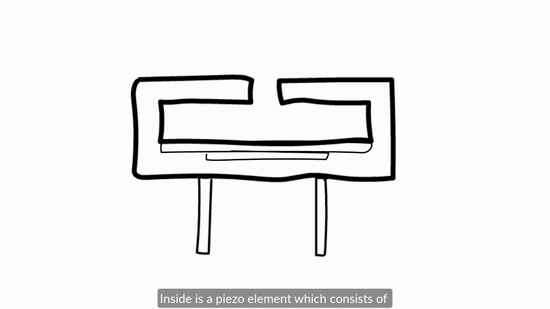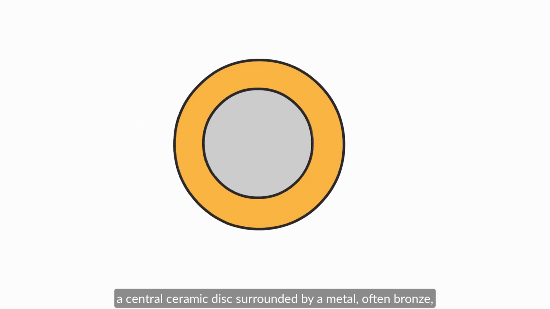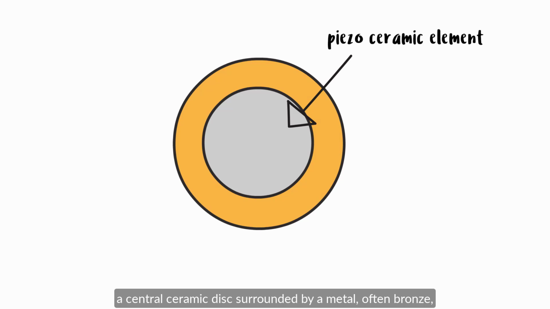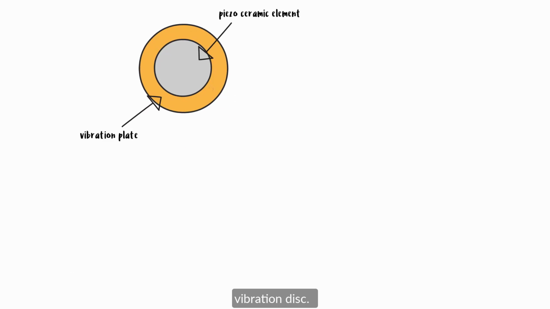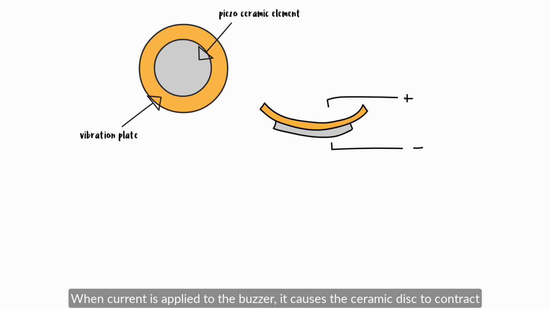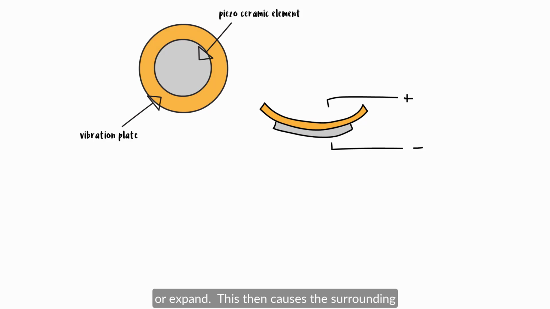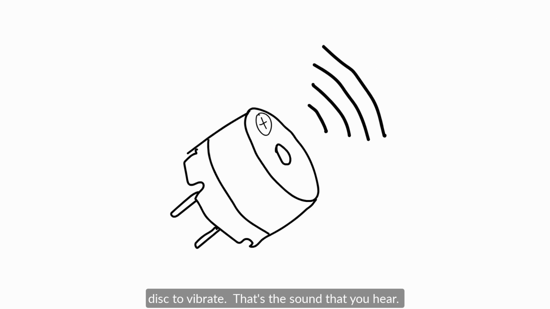Inside is a piezo element, which consists of a central ceramic disc surrounded by a metal, often bronze, vibration disc. When current is applied to the buzzer, it causes the ceramic disc to contract or expand. This then causes the surrounding disc to vibrate. That's the sound that you hear.